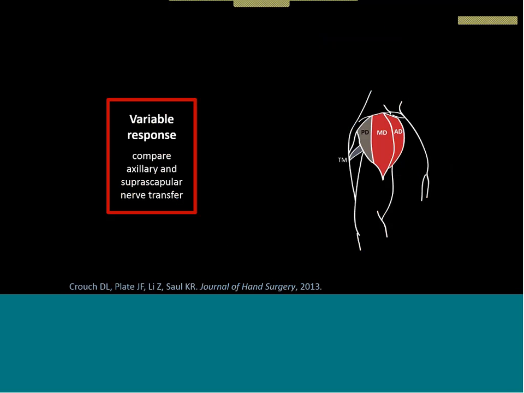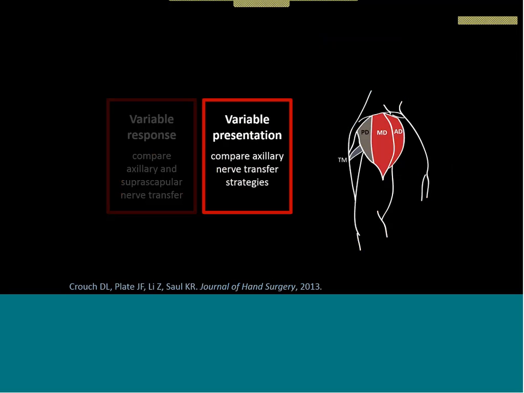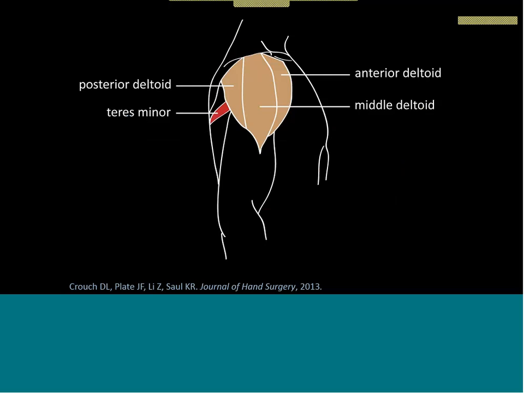Okay, so in that first example, we were looking at variable response, comparing the axillary and the suprascapular nerve transfer, but we were assuming that basically all of the other muscles were available to compensate for the muscles that were impaired. But that's not always the case, and so to explore that in more detail, we'll look at how variable presentation may affect one's conclusions by delving deeper into the axillary nerve transfer and looking at the strategies that are used to perform that transfer.